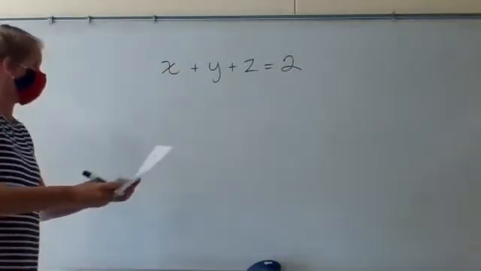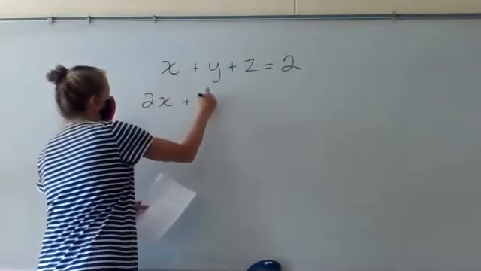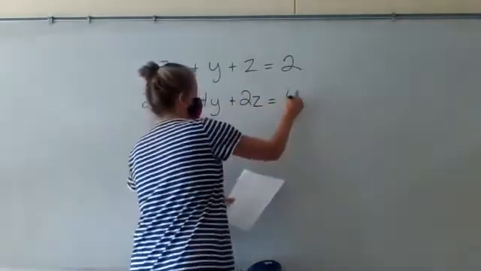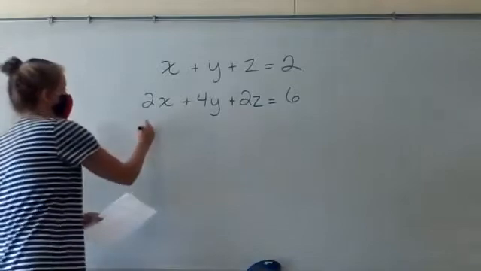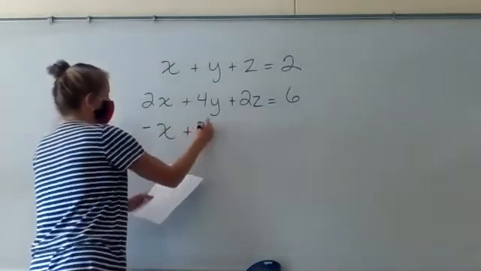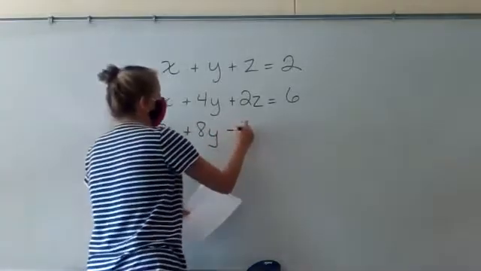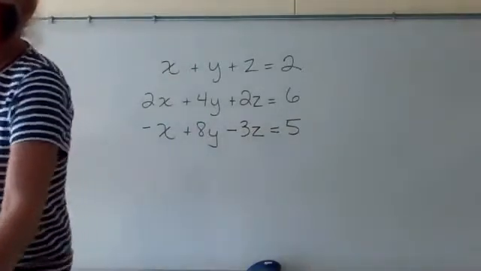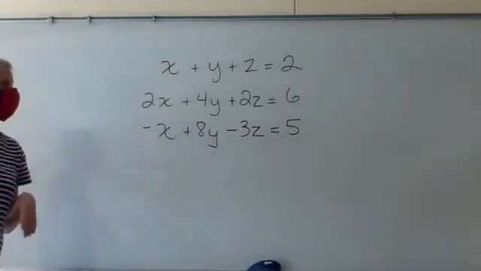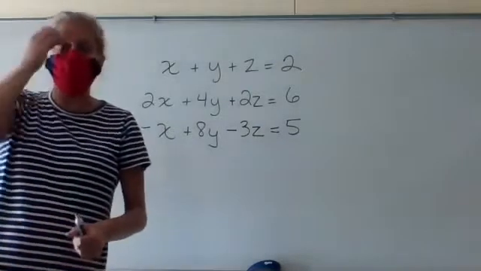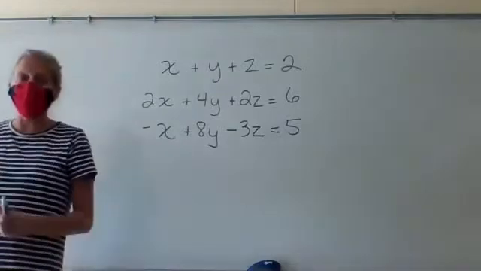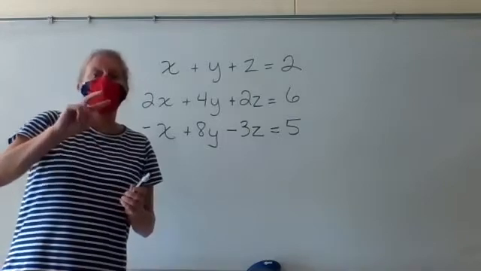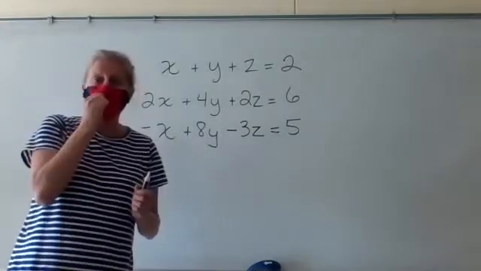Two x plus 4y plus 2z equals 6. And negative x plus 8y minus 3z equals 5. Now, remember on the 2 equations and 2 variables, we just needed to knock out either the x's or the y's. I'm going to start off the same way, but I have to knock out the same letter twice in 2 different ways.